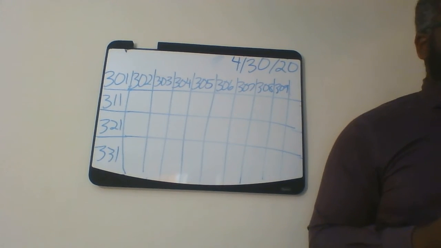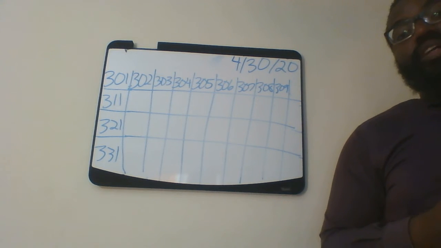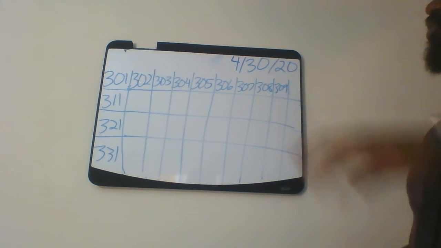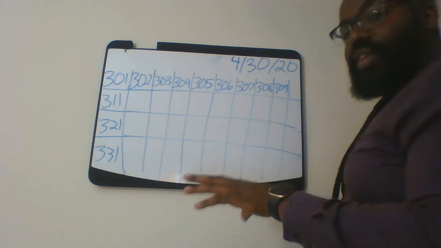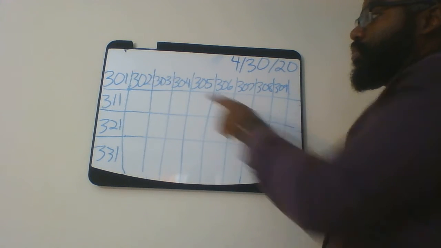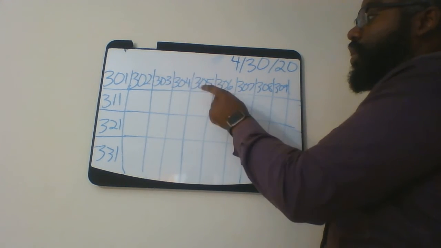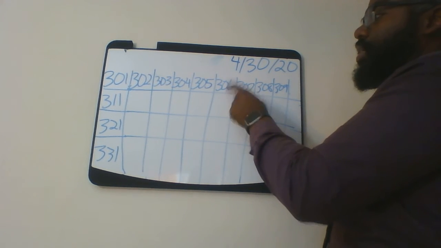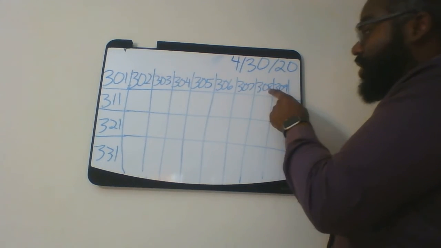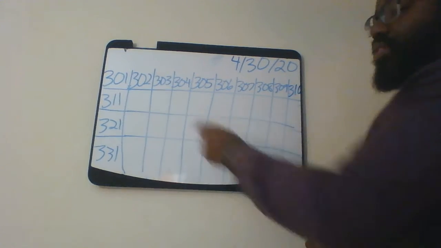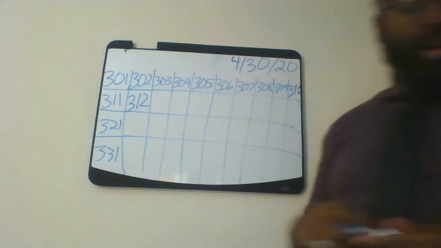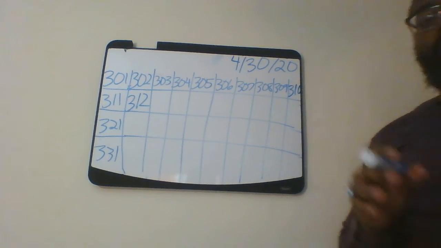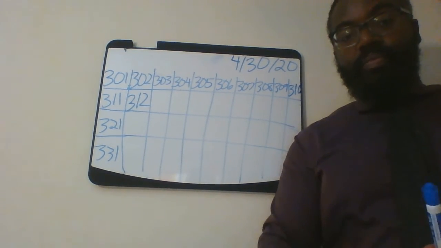Number 4 wants us to complete the counting chart from 301 to 340. Notice I did the first row for us. They give us 301, so we'll do that together. 302, 303, 304, 305, 306, 307, 308, 309. Then we write 310. Let's do the next two numbers. 311. What comes after 311? That'll be 312. So that's what you're doing for number 4. You're simply counting from 301 to 340.